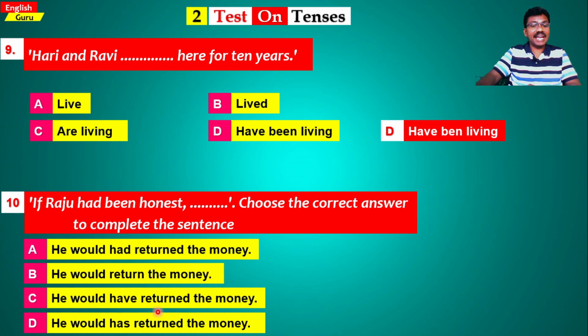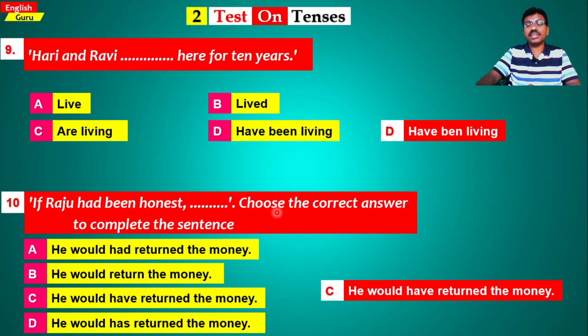And option C, would have returned. Yeah, this option seems very right. Let us wait and see the fourth one also. Would has, there is has, no, would has. So option D is also wrong. So finally option C, would have returned the money. So when you read the question, if Raju had been honest, he would have returned the money. So if clause is having past perfect tense and main clause is having the structure of would plus have plus verb 3. So this is the third category of if conditional clause.